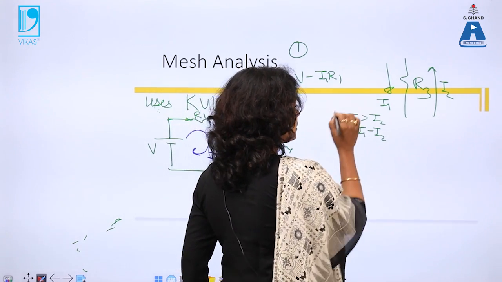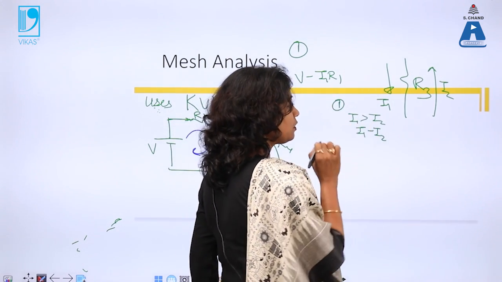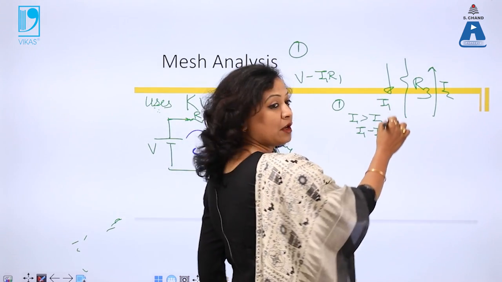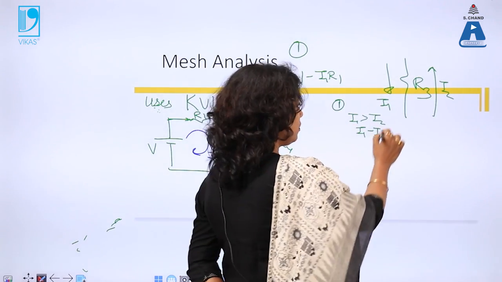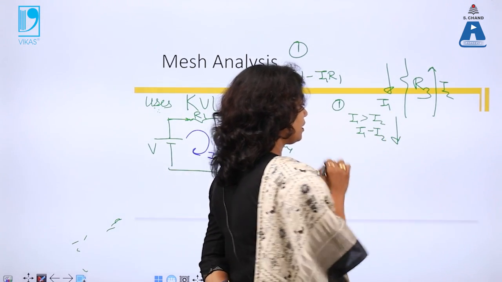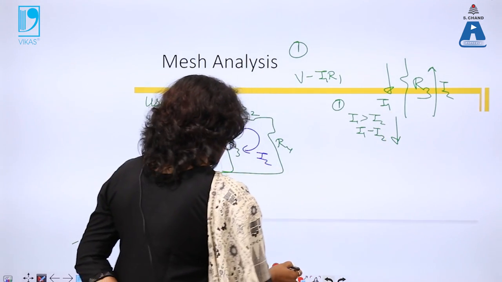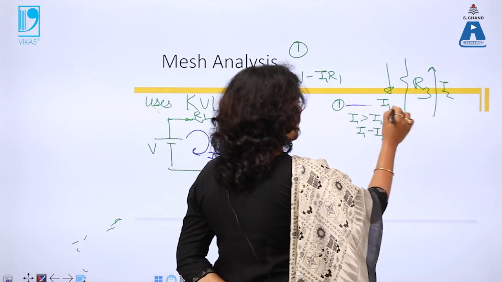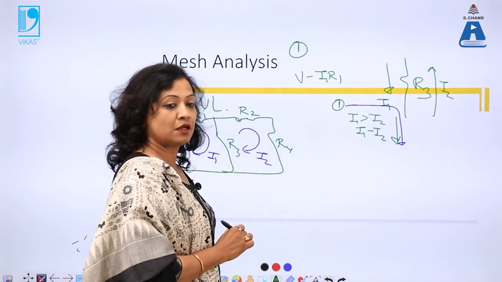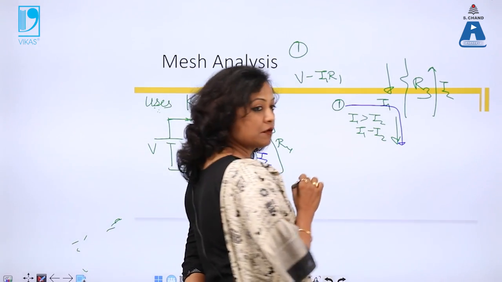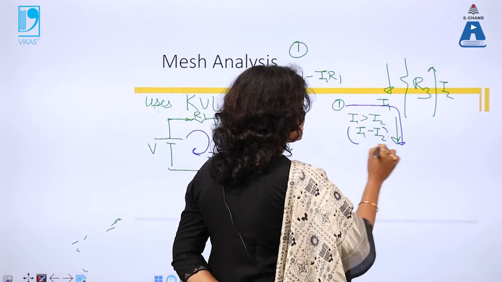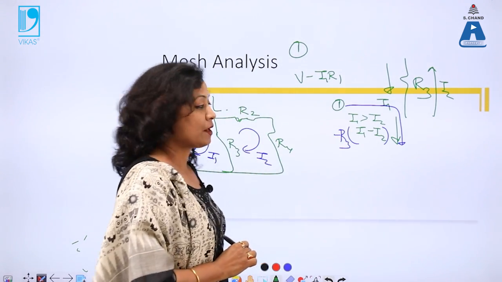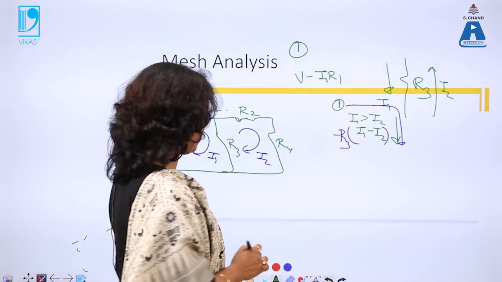So I have taken the first case, I1 is greater than I2. That means my I1 has a bigger value as compared to I2, so my final direction will be downward. Now I am moving in the direction of current and solving my circuit like this. So I will write minus I into R for the case when I1 is greater than I2.